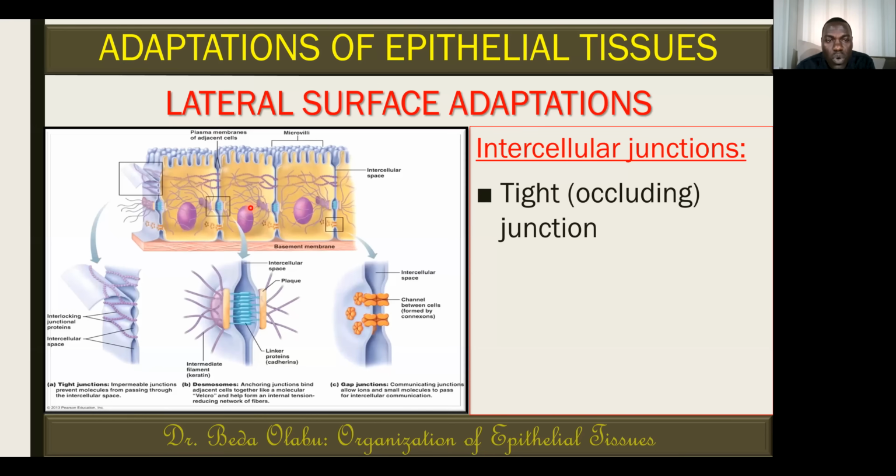These junctions occlude the space between cells so that substances which need to be transported cannot be transported between the cells. Those substances can only be transported through the cells. If you have sodium that needs to move this way, it has to go through the cell, not between cells. Tight junctions prevent paracellular transport. They only allow transcellular transport.